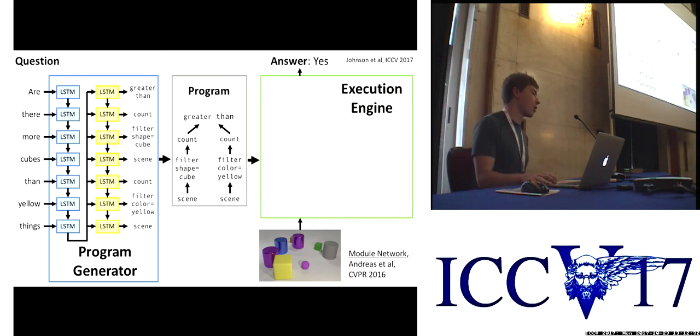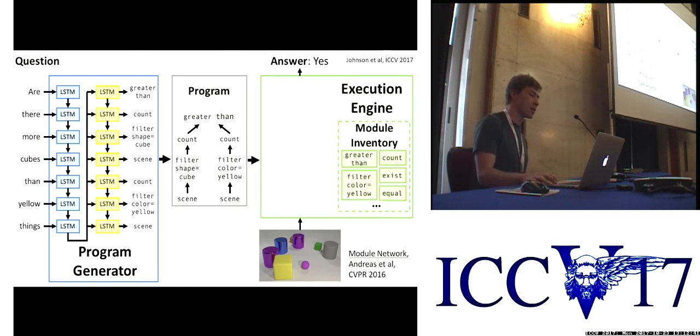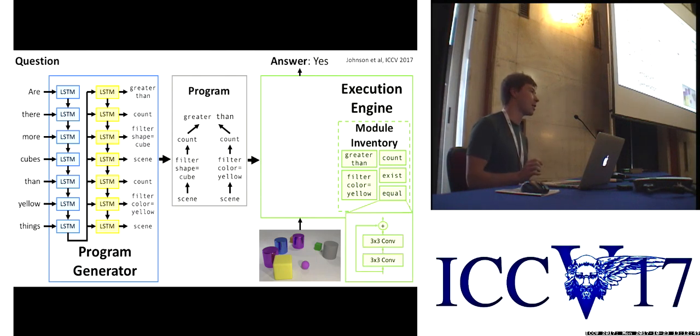The execution engine, on the other hand, is a neural module network, which is a sort of interesting model proposed by Andreas et al. at CVPR 16. So this module network consists of a number of modules, one module for each function in the functional programming language. Internally, each of these modules is just a tiny neural network chunk. In particular, it's just a little residual block with two convolutional layers and a residual connection.